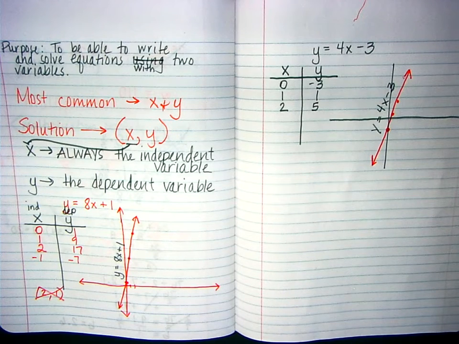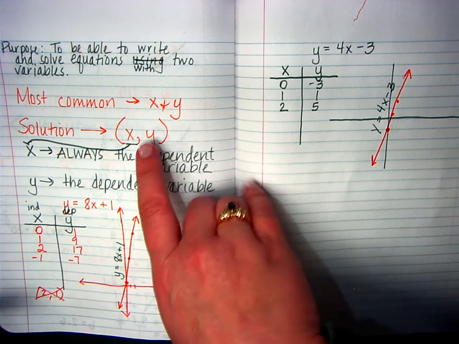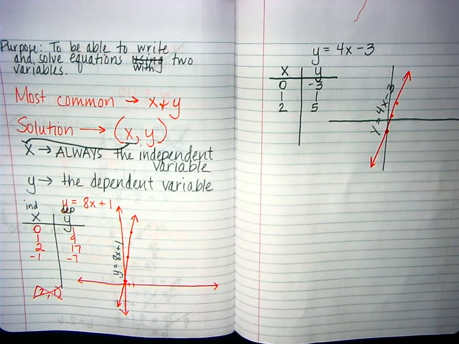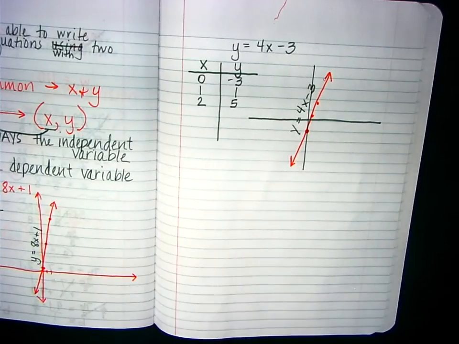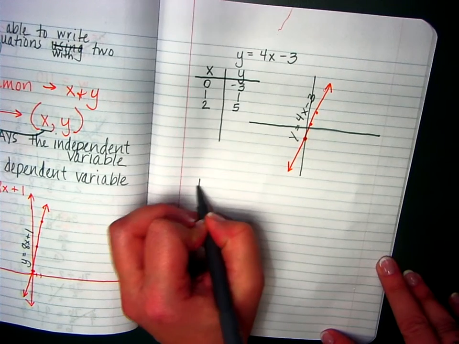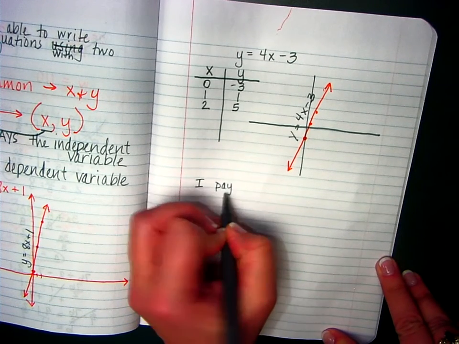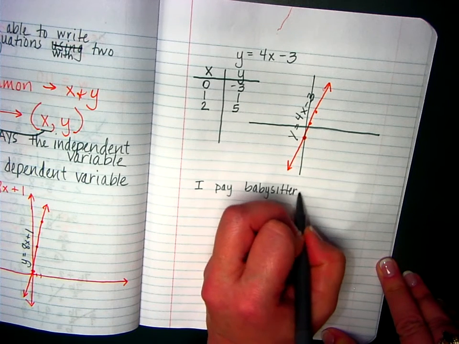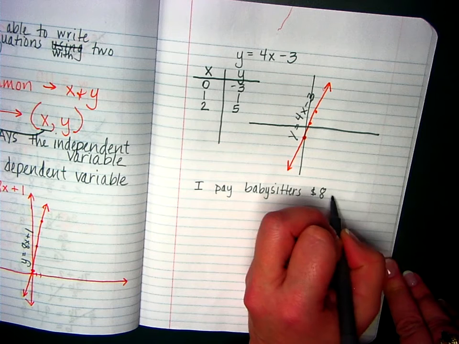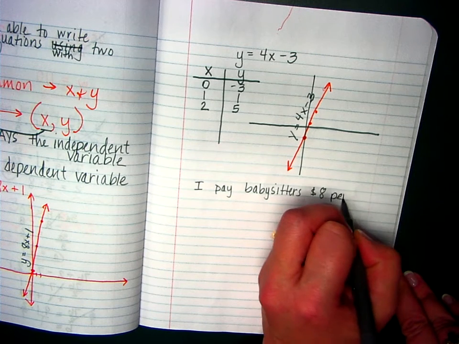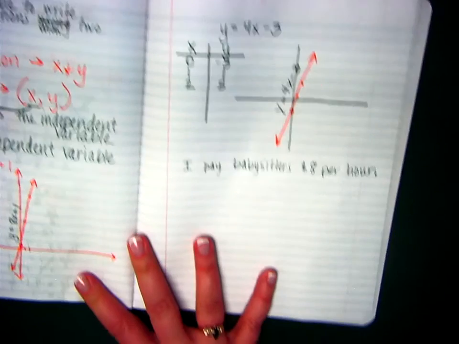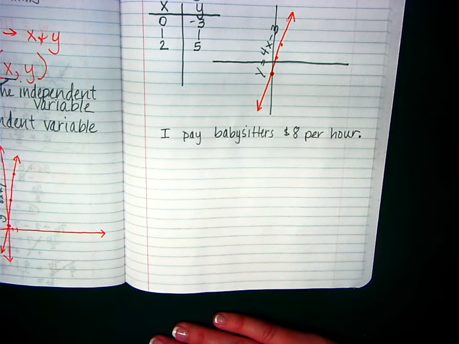Last thing is, this is awesome when they give me my equations with x's and y's. It makes it so easy. But life doesn't go that way. So here's a real situation that could happen. I pay babysitters, which I don't even use anymore, $8 per hour. That's a real life situation, right? Yeah. I pay babysitters $8 per hour.